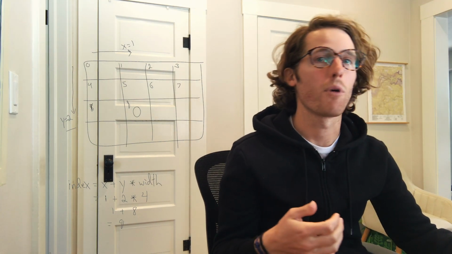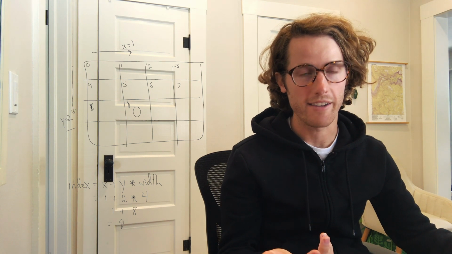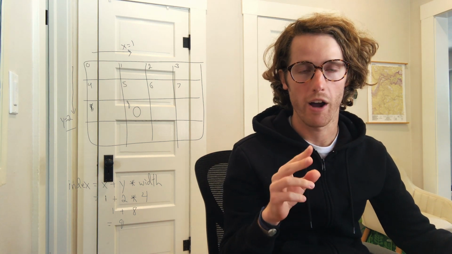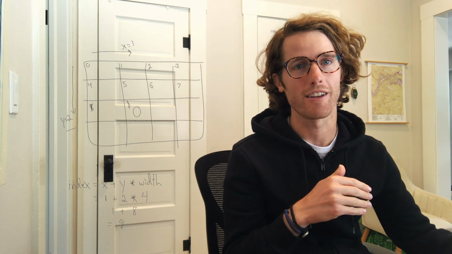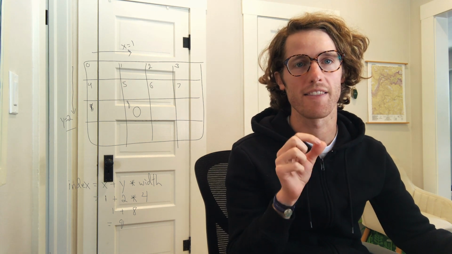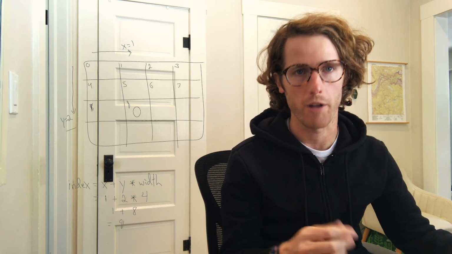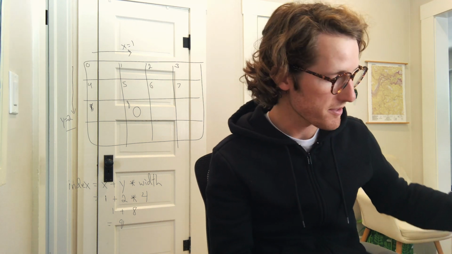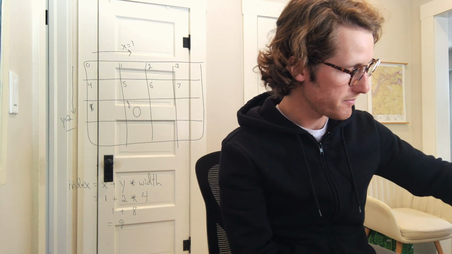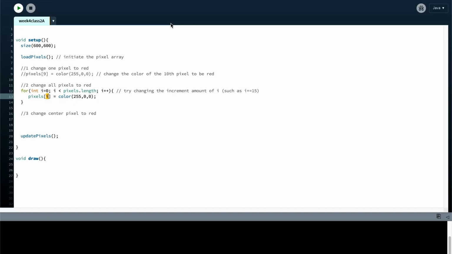So now if we want the center pixel of our display, we can just set what x and y are, and then use this formula to get the index into the array, and then set that pixel to whatever we want. So let's put that into code and see how it works. Okay. So I'm going to just put the magic formula here just so we keep it fresh in our minds. So x plus y times width.